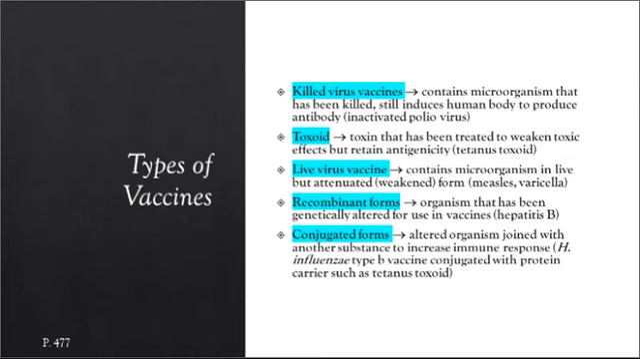Conjugated forms: an altered organism joined with another substance. Conjugated, coming together. So it's a combination to increase our immune response. And that's with your influenza vaccine. So I'm not going to ask you for examples of which type, but just to understand those 5 types of vaccines.